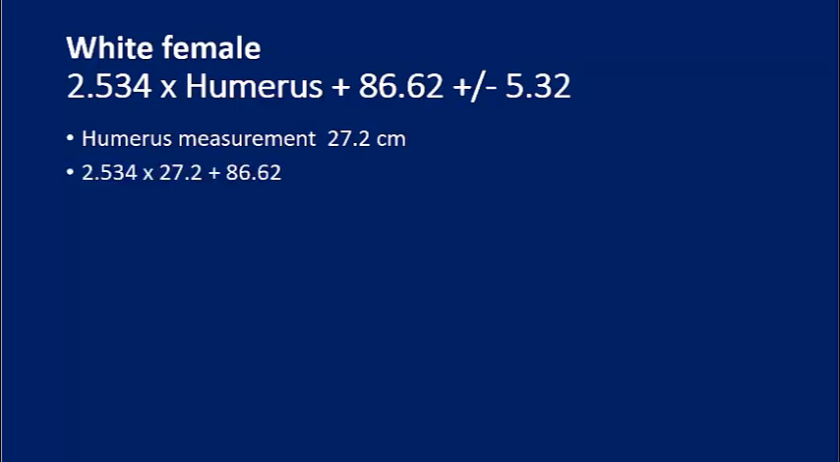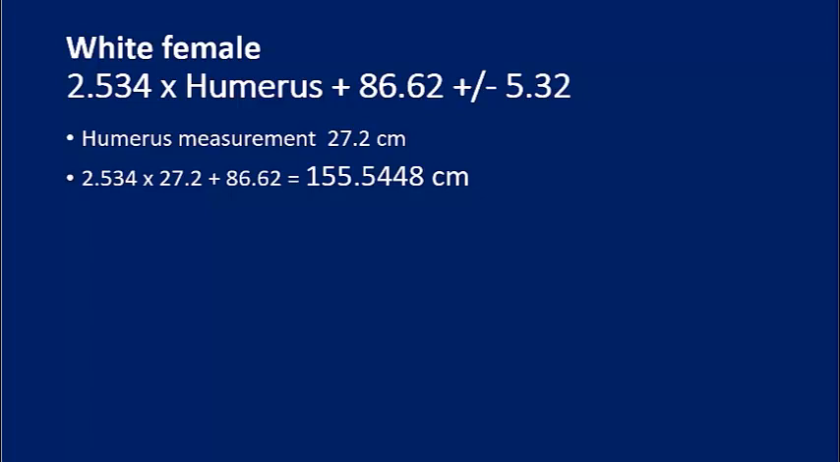equation. And when we do that, you can see the equation now is 2.534 times 27.2 plus 86.62. Now we have to make sure we remember that we use standard rules of operations. So we're going to multiply first and then add. And when we do that, we get a result of 155.5448 centimeters.